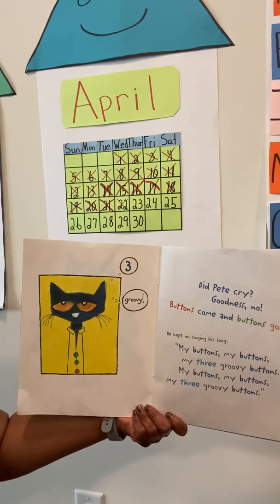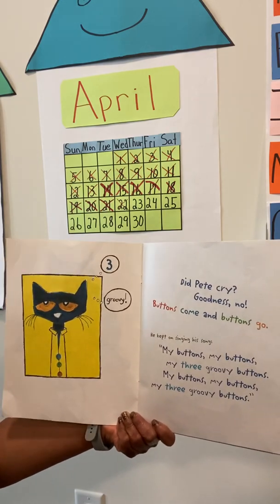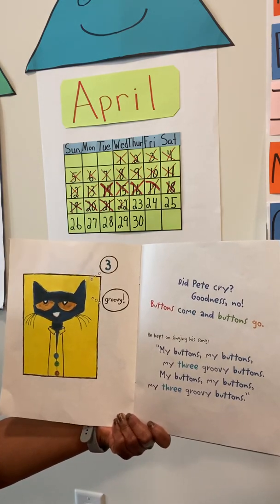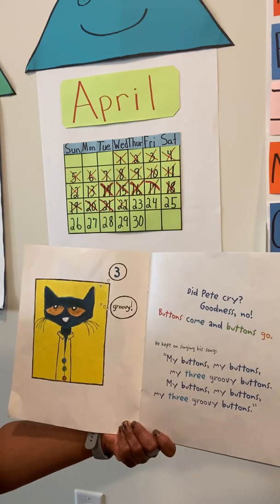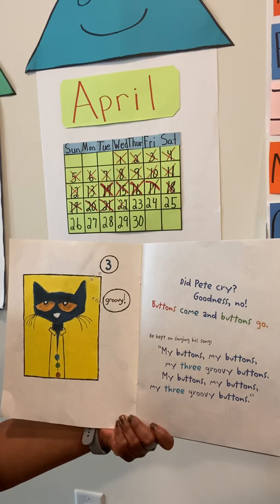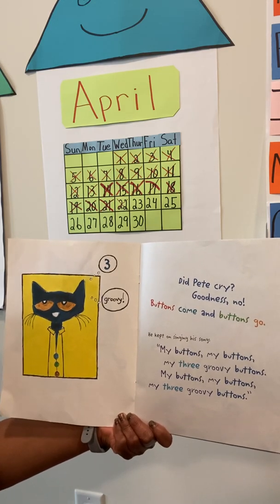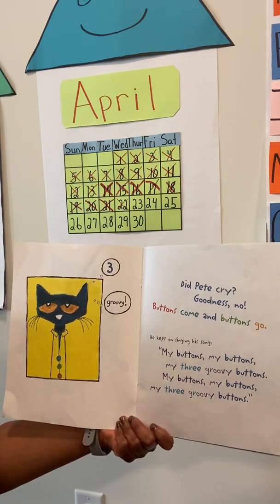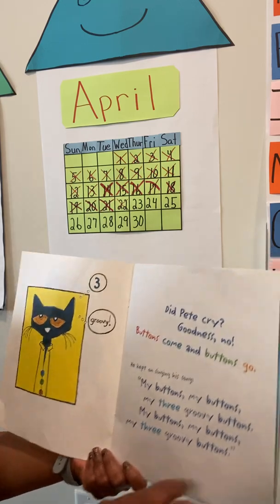Did Pete cry? Goodness, no. Buttons come and buttons go. He kept on singing his song. My buttons, my 3 groovy buttons.